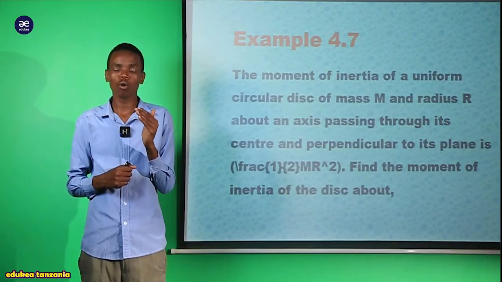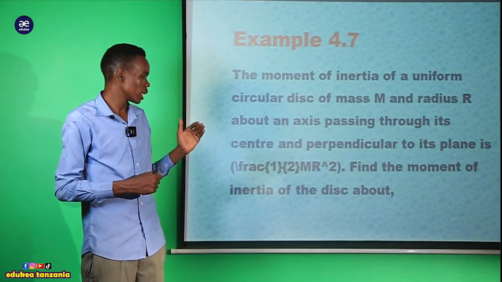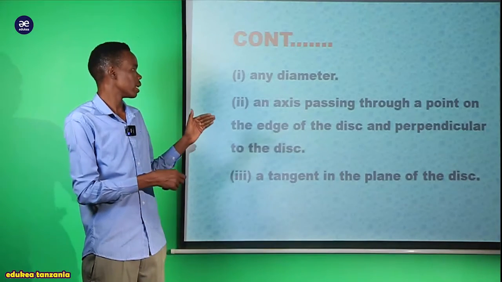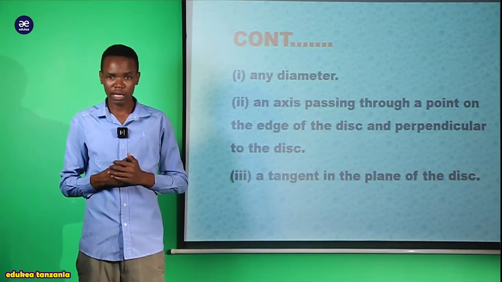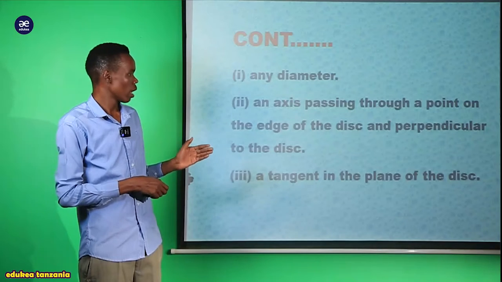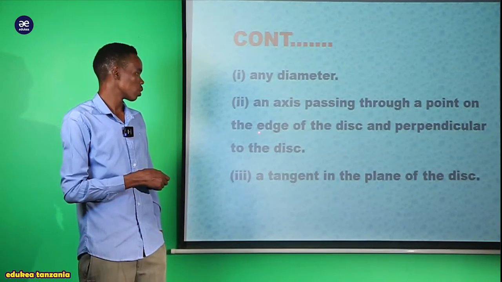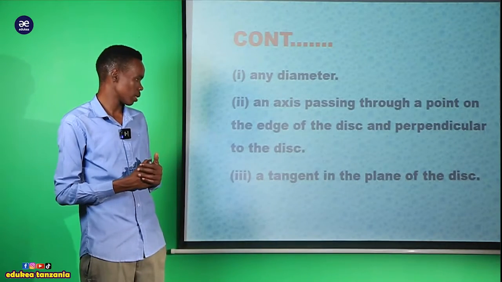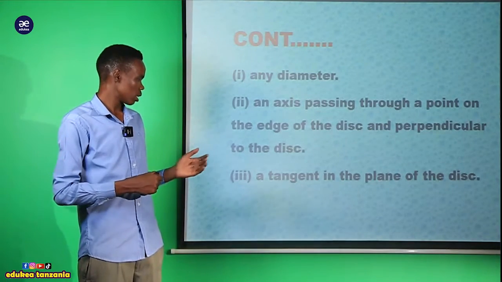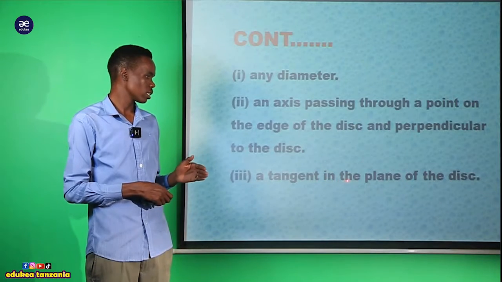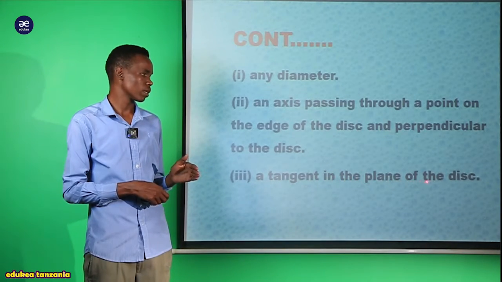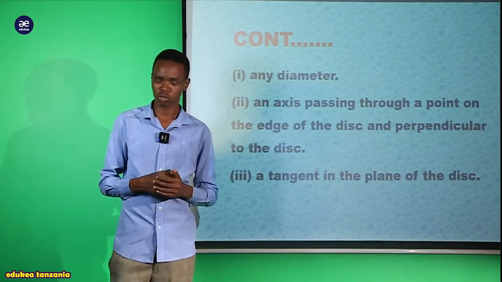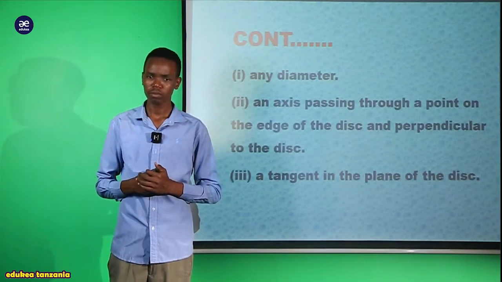Now, how can we obtain the moment of inertia of the disk about, Roman 1, any diameter, and also Roman 2, an axis passing through a point on the edge of the disk and perpendicular to the disk, and also about a tangent in the plane of the disk. That is what we are going to try to demonstrate in our question here.